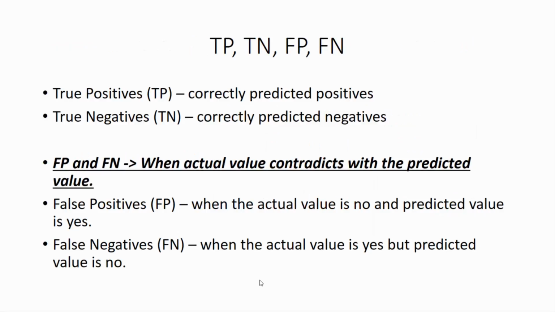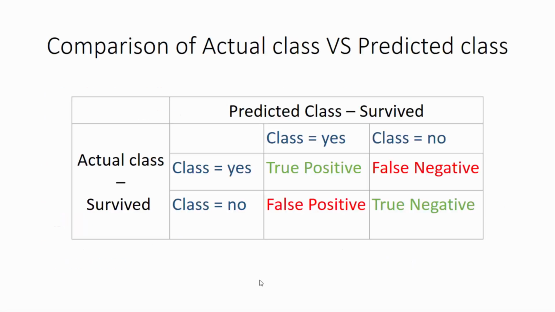Next is true negatives. These are correctly predicted negative values, which means that the value of actual class is no and the value of predicted class is also no. In our case, if the passenger did not survive and the experiment also tells you that this person won't survive, that means we have got true negatives.